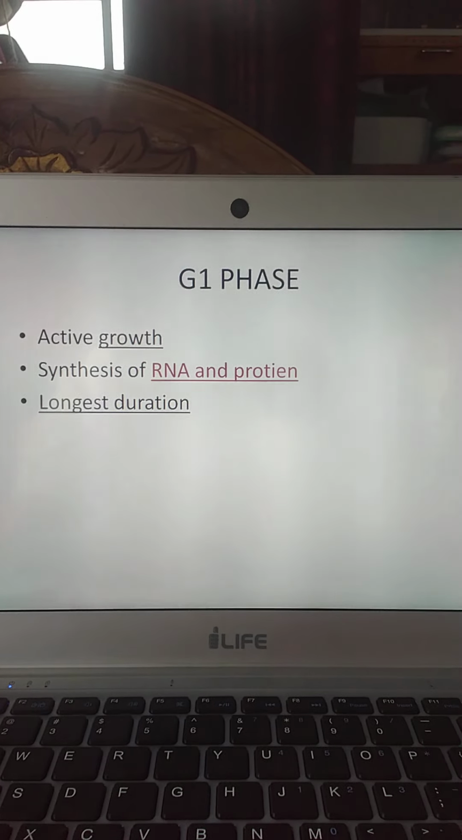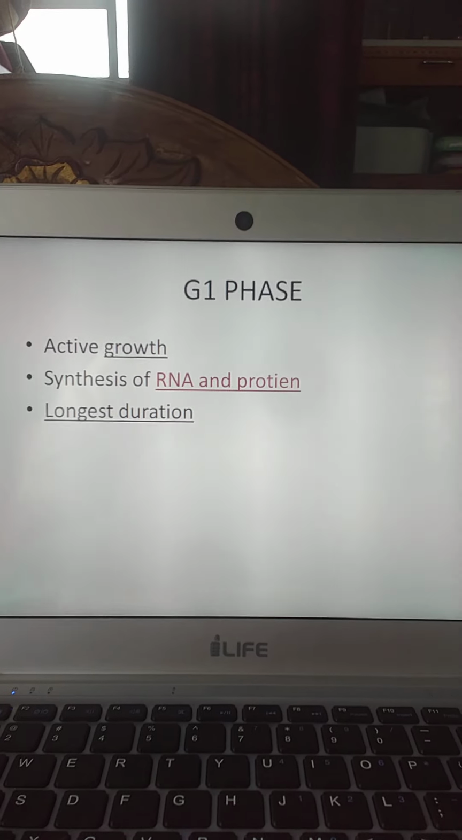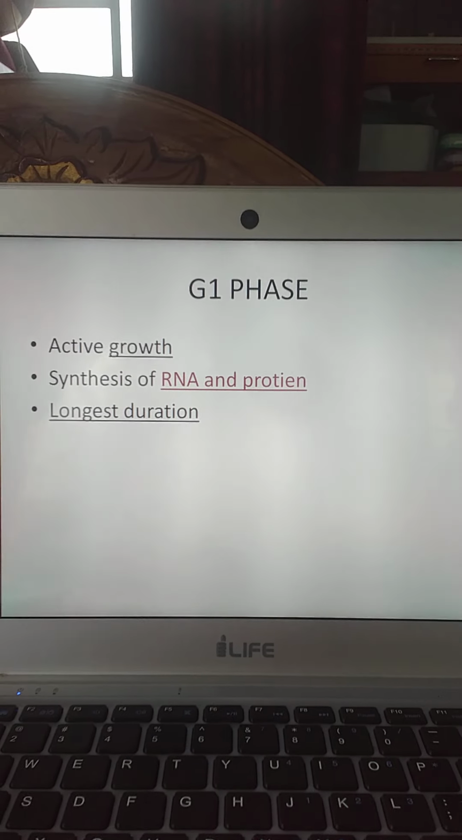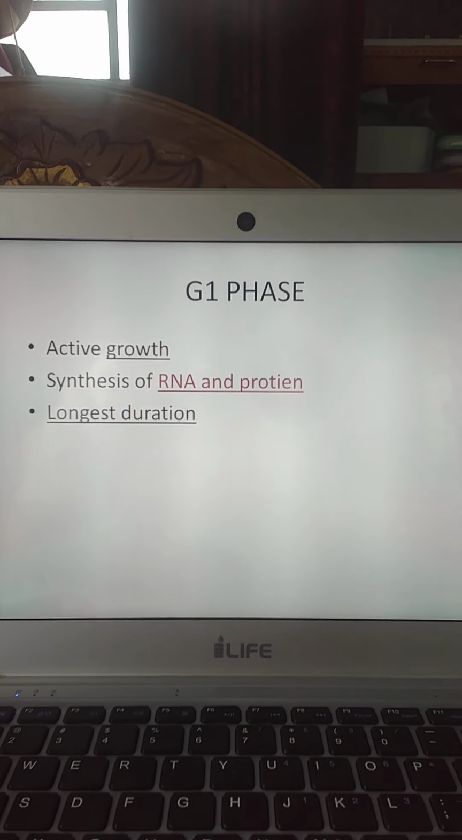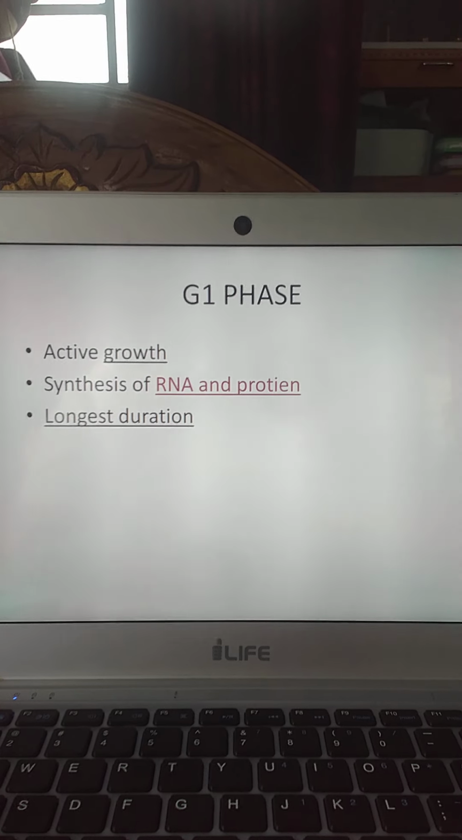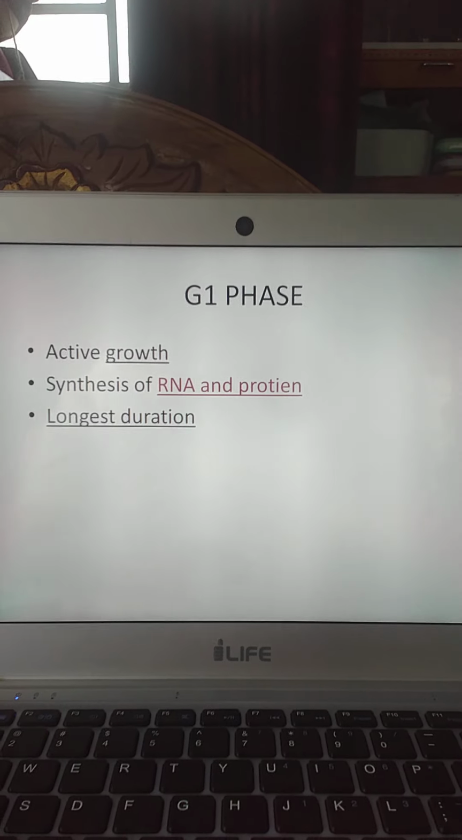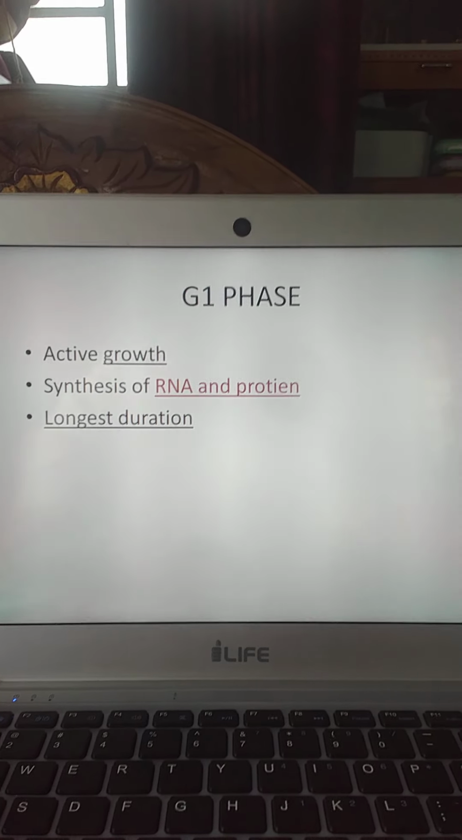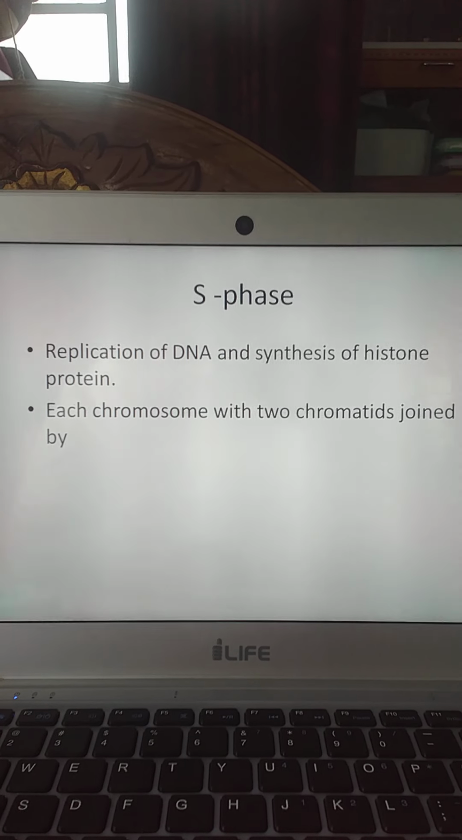Now the G1 phase, that is also called growth phase 1, involves the active growth period. There is active growth, the cell grows bigger in size. There is synthesis of RNA and protein, and it is of the longest duration. And it is just followed by the S phase.